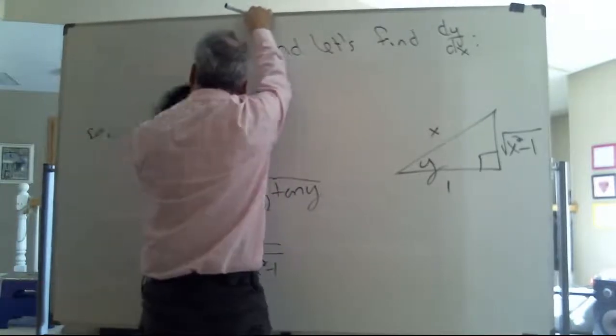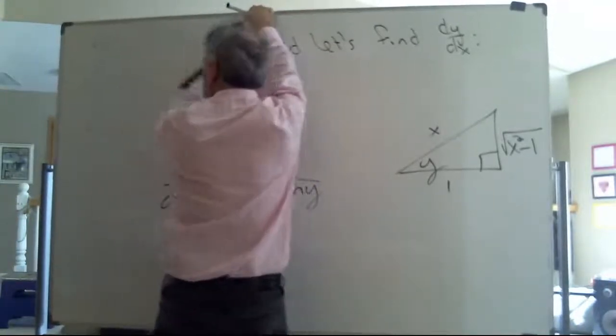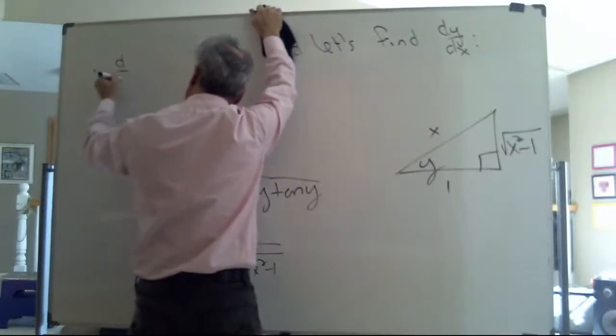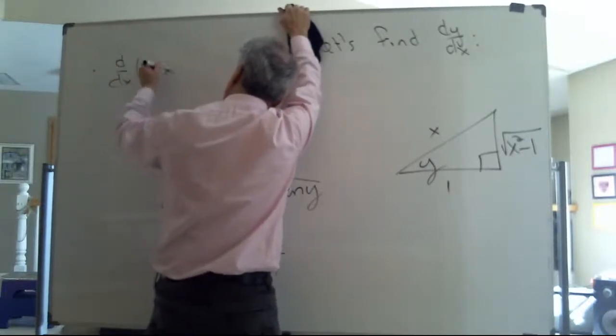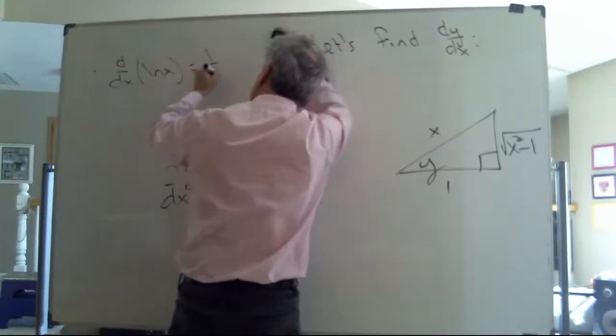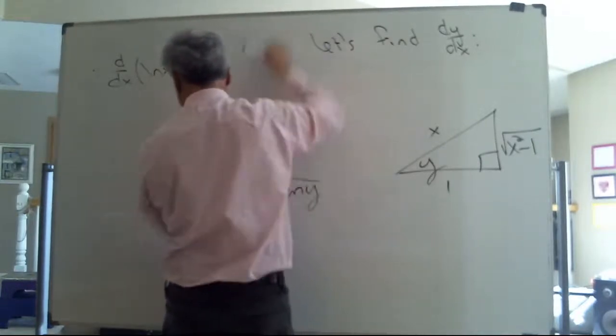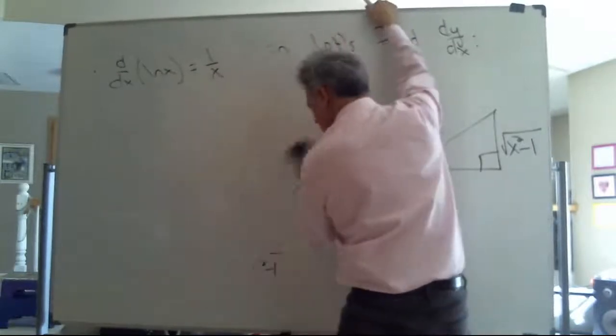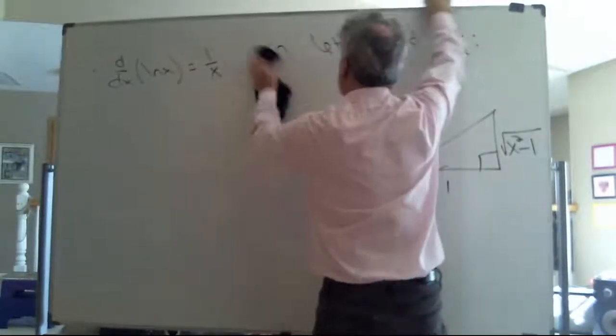What I'm trying to suggest is the following. You and I have just concluded that to differentiate with respect to x, the natural log of x, we're left with this. But I have more to say.